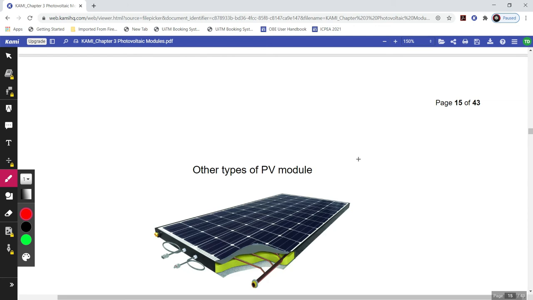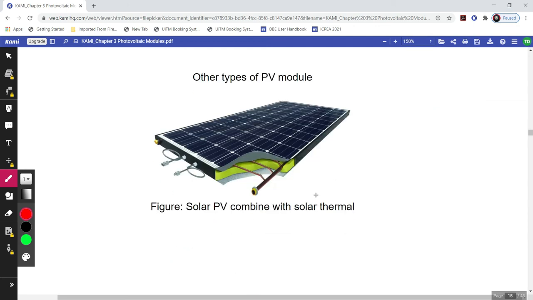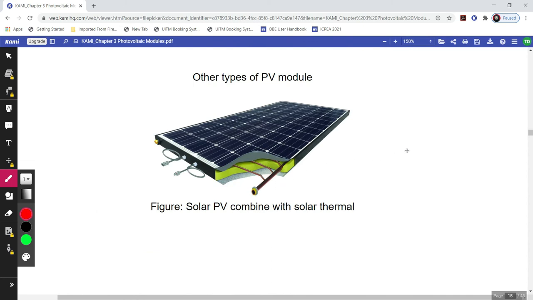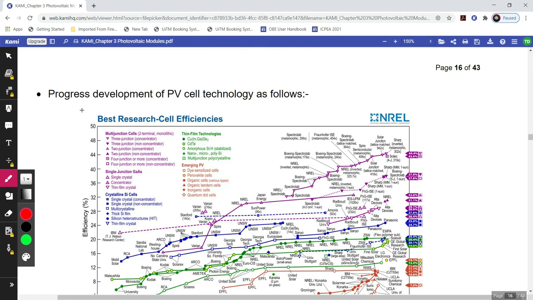Okay, another type of PV module is solar PV combined with solar thermal. So we have the PV module, and at the same time we have this pipe for the solar thermal. That pipe is to produce the heat. Example here, the progress of PV cell technology development is as follows. So this is the graph for the multi-junction cell. This multi-junction cell produces the highest efficiency.